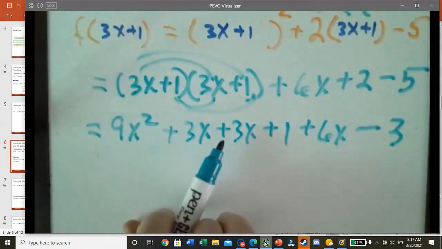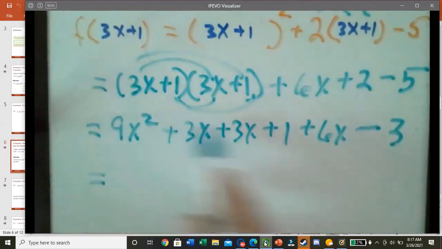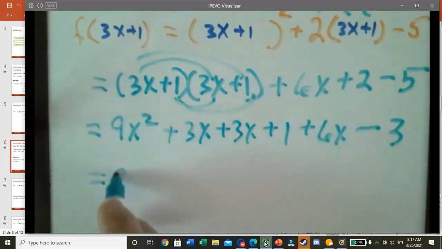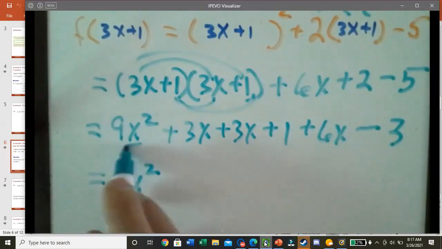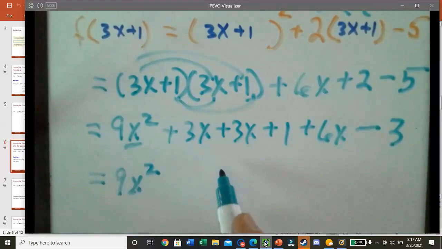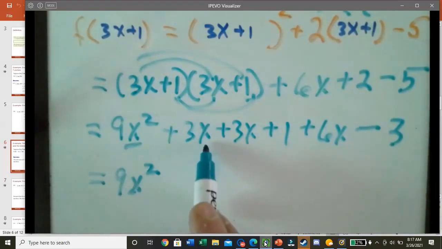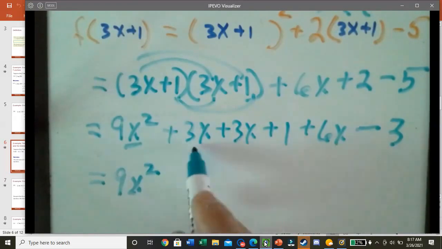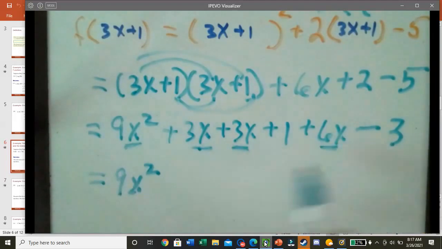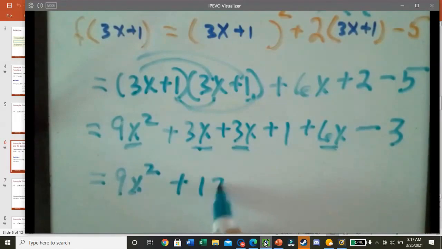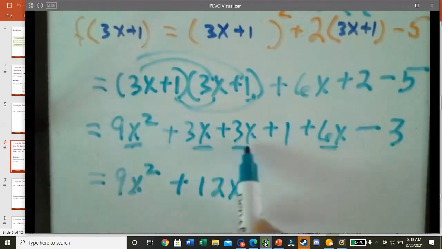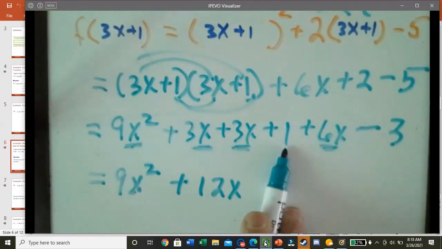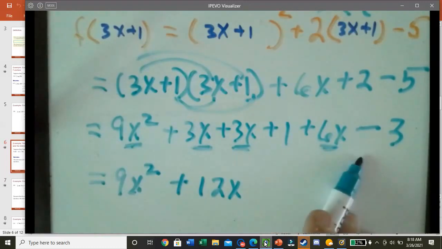Well, we need to combine like terms, right? So there's nothing to combine with the x squared. So that'll be 9x squared. Yeah, and then you got 3x and 3x, 6x, and 6x is what? 12x. And notice I'm doing like a tally. I mark it as I do it because it's really easy. A lot of times students will miss something like this. But if you mark it, then you see, oh, I got this one. Or at least combined with a negative 3, right? And 1 minus 3 is a negative 2.